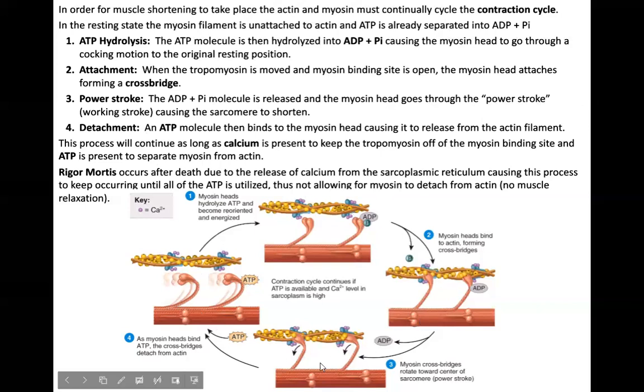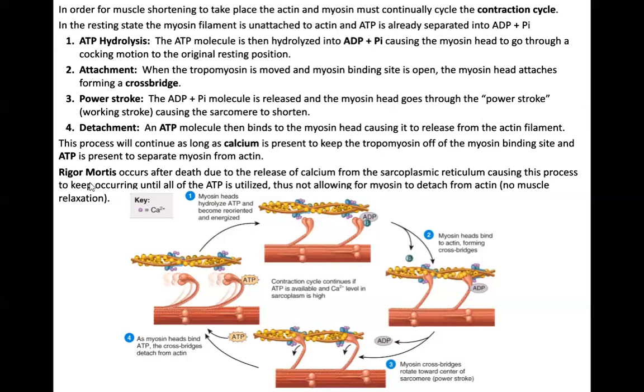This is going to continuously happen as long as 2 things are present in our muscle fibers. Calcium, so that we have a shift in the tropomyosin. And ATP, so that we can break the cross bridge and extend or cock the head. If we run out of either of those, muscle contraction cannot occur. Now, we'll talk about muscle relaxation here in a second.